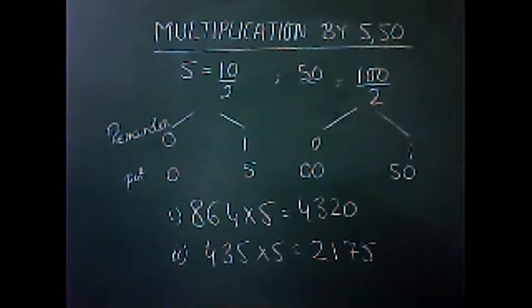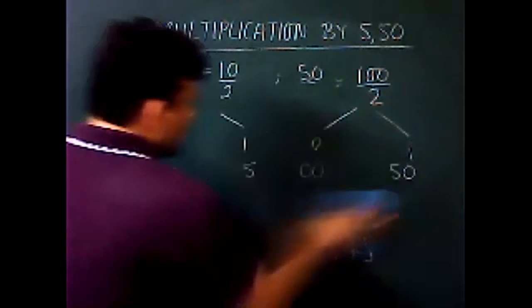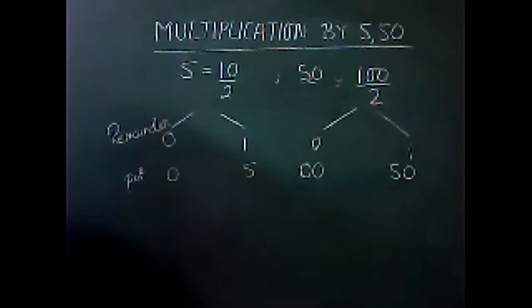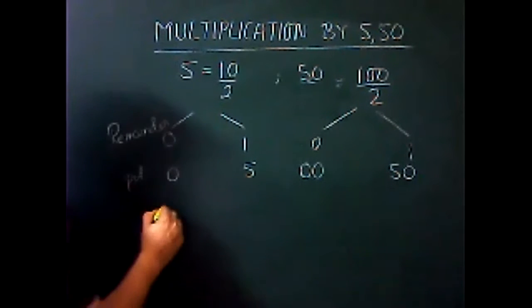Let us consider some examples of multiplying the number by 50.